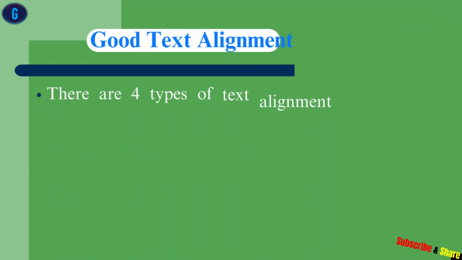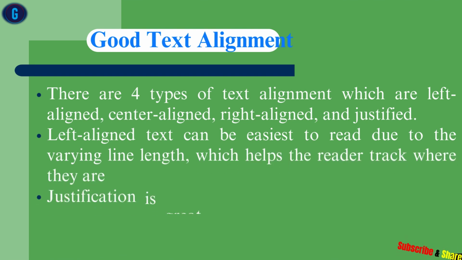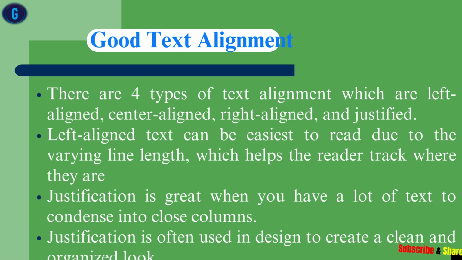Good text alignment. There are 4 types of text alignment, which are left aligned, center aligned, right aligned, and justified. Left aligned text can be easiest to read due to the varying line lengths, which helps the reader track with the eye. Justification is great when you have a lot of text to condense into close columns. Justification is often used in design to create a clean and organized look.